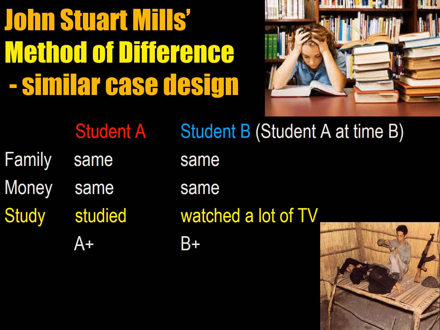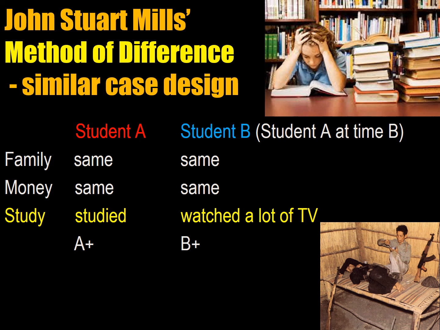So here we have two students, student A and student B. Or it could be student A at time 1 and then student A at a later time, right? The longitudinal analysis across time. So student A and student B have the same family structure. That variable is the same. Student A and student B have the same amount of money. That value is the same.